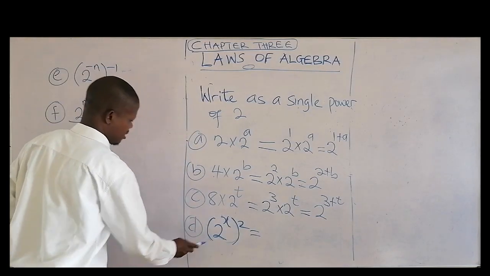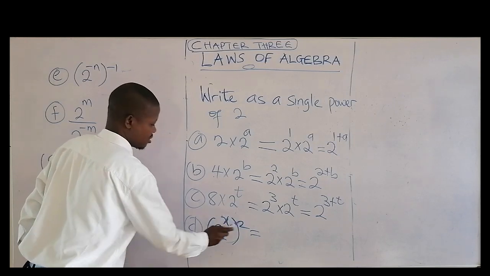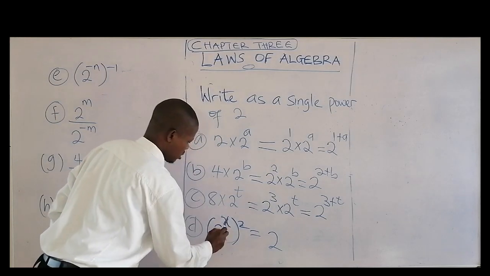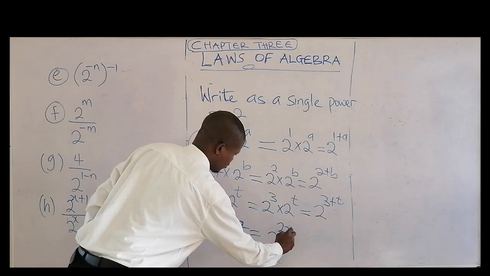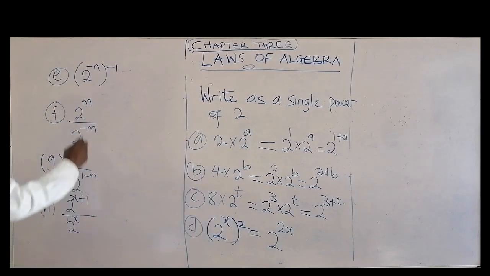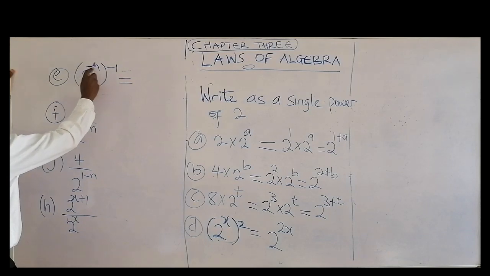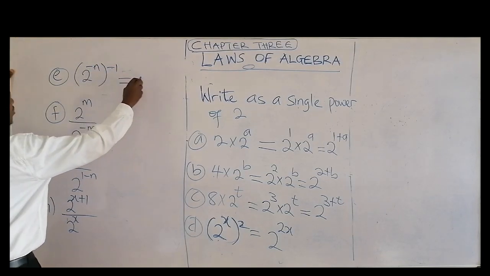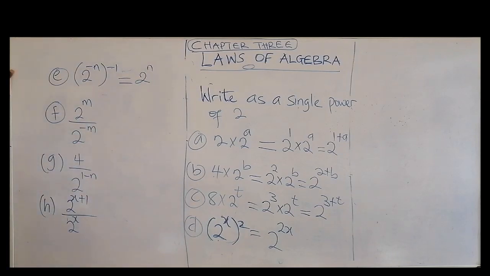Then D, we have 2 to the power x, and then to the power 2. So this will be equal to 2, this power times the outside power, and that will be 2 to the power 2x. Here, we have the power here is minus n times minus 1. Okay, you just multiply the inner powers times the outside power, and that will be 2 to the power n. Okay?